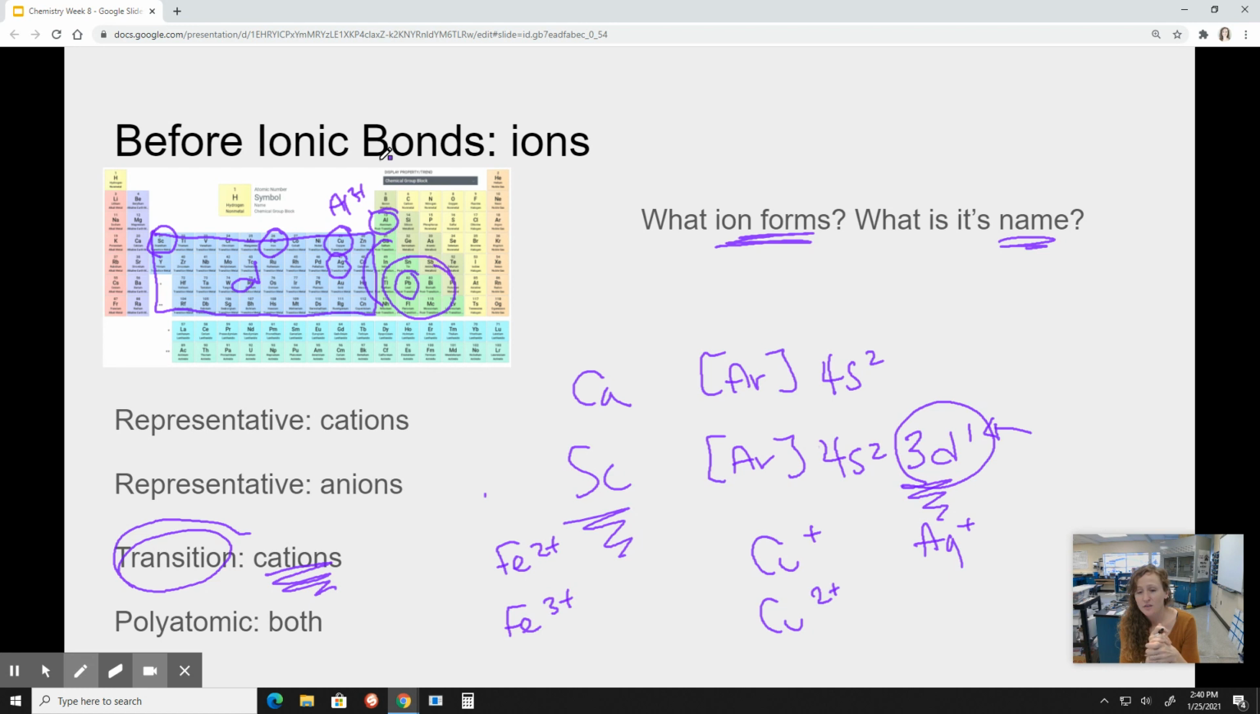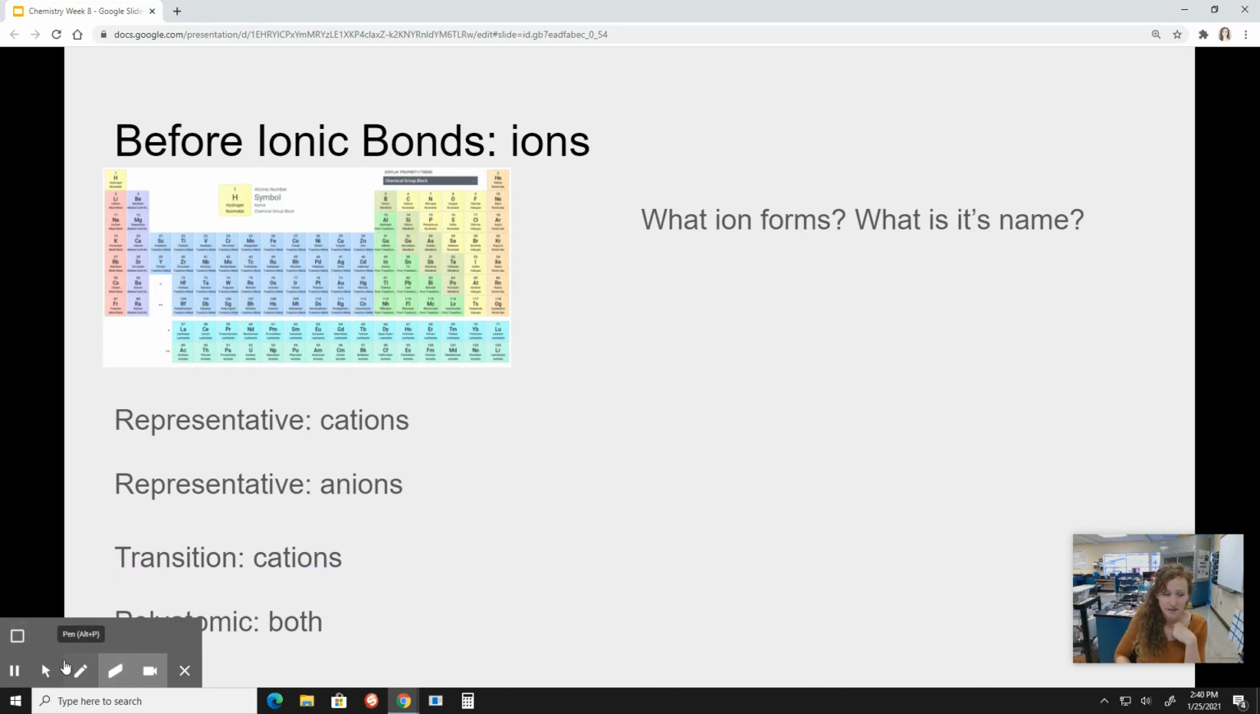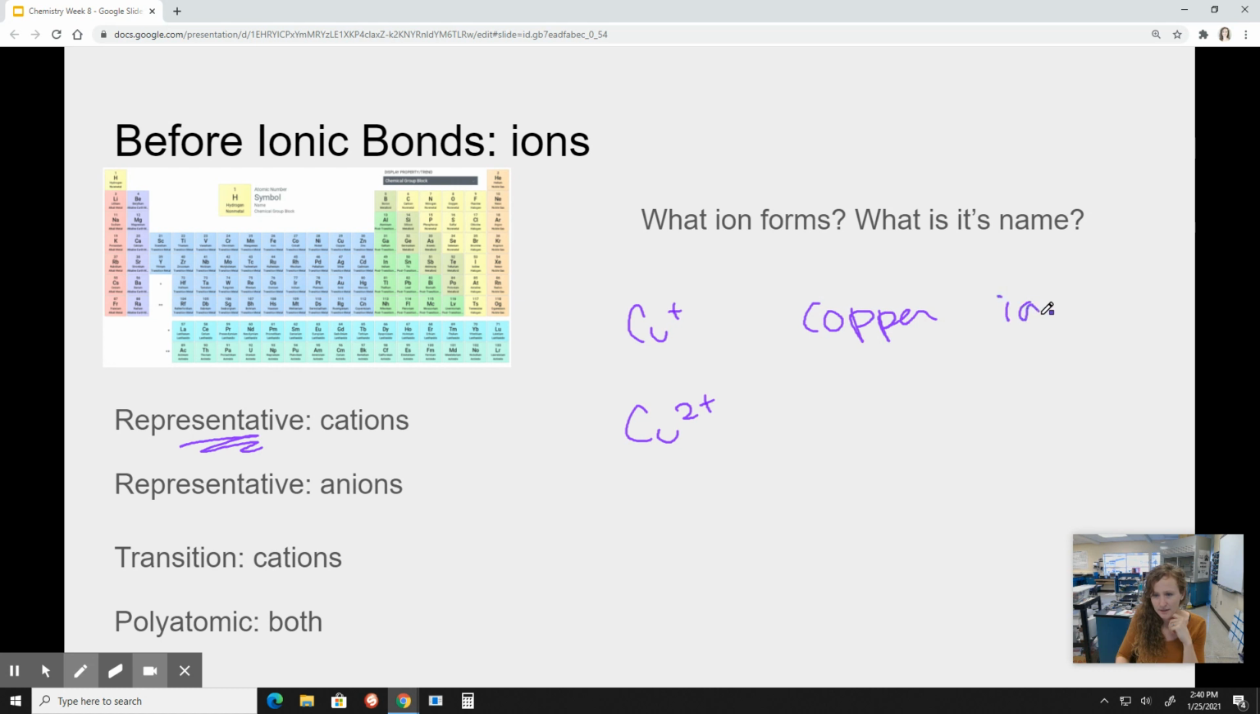So because they can form multiple ions, we can't just name them like we name representative cations. For example, if we look at copper, let's go back to copper, right? We had copper 1+ and copper 2+. Well, if we use the representative way of naming this, we would get the copper ion for the first one, and the second one would be named the copper ion, right? They would be named the same thing. So because copper forms 2 ions, we need 2 different names for those ions.